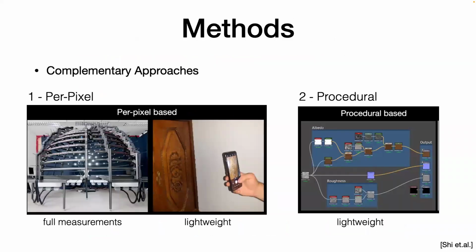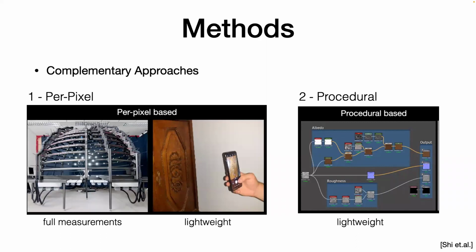There are two classes of methods that are complementary. One is you measure the material using a per pixel based approach to acquire the material. And the other is procedural. Basically, you learn some shader graph, a procedure that's going to implement that material.